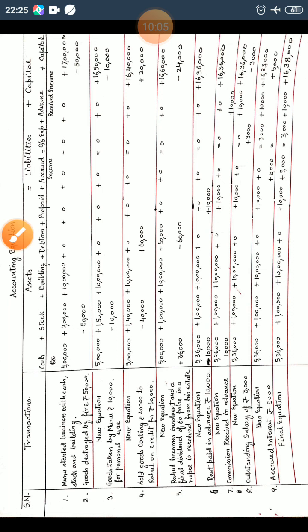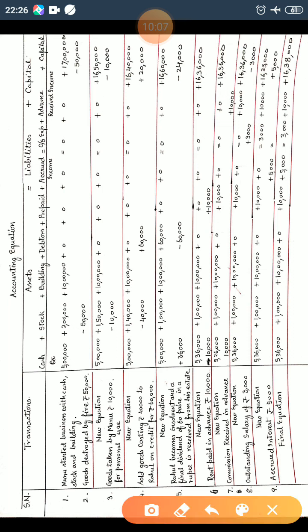So new equation: cash 5,36,000, stock 1 lakh, building 10 lakh, debtors 0, prepaid 10,000, accrued income 0, outstanding 3,000, advance received 10,000, and capital becomes 16,33,000. Now next transaction is accrued interest rupees 5,000.